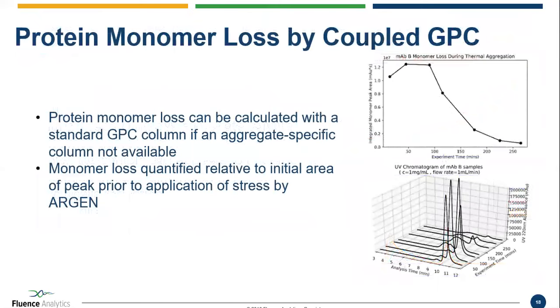On the converse side of looking at the formation of the aggregates, you can also monitor the protein monomer loss by coupled GPC. And that's basically just normalizing the peak area of a given sample to your starting value. And you can plot that out to determine the monomer loss. And that's an application, if you don't have an aggregate specific column, that's one thing that can be done. Simple procedure.